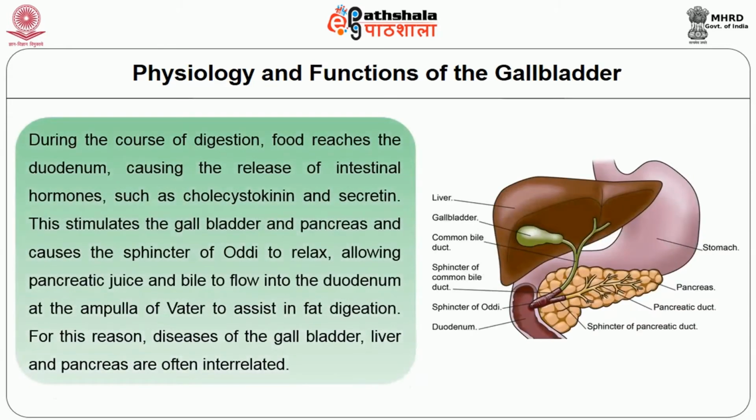During the course of digestion, food reaches the duodenum, causing the release of intestinal cholecystokinin and secretin. This stimulates the gallbladder and pancreas and causes the sphincter of Oddi to relax, allowing pancreatic juice and bile to flow into the duodenum at the ampulla of Vater to assist in fat digestion. For this reason, diseases of the gallbladder, liver, and pancreas are often interrelated.